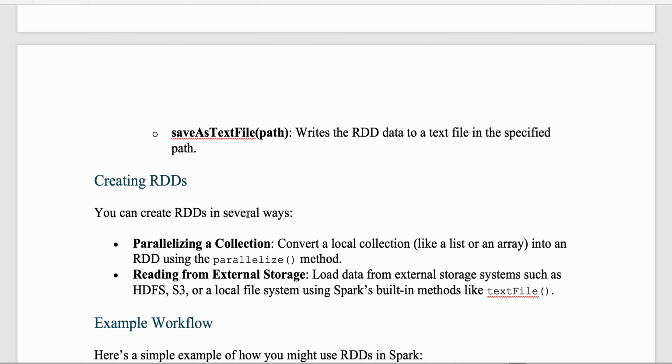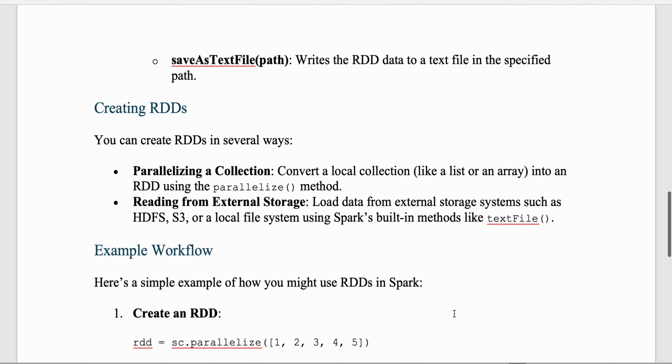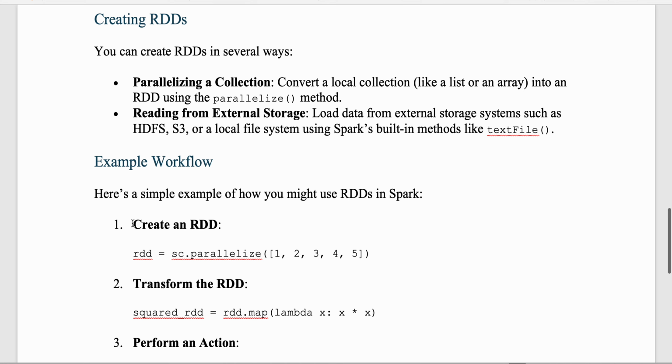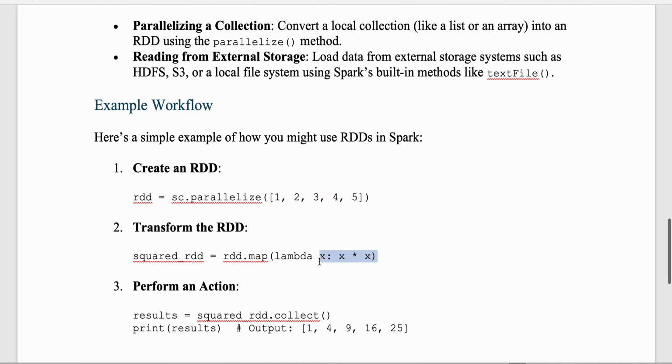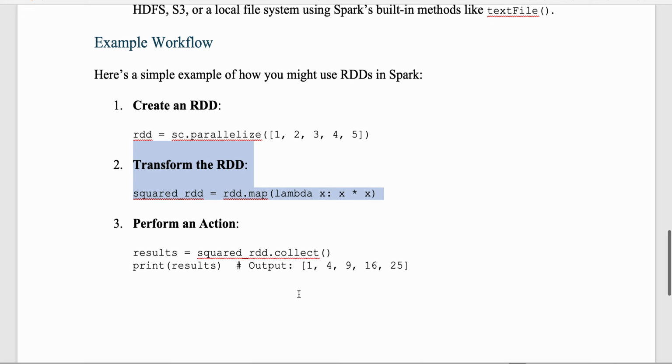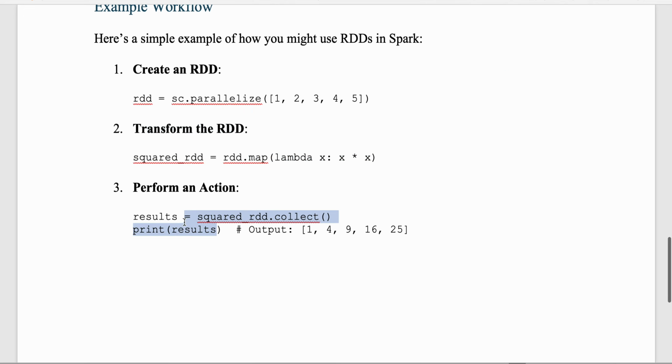Then, what are the methods of creating an RDD? We can create one using parallelize. If we already have a list, we use the parallelize method. Or if we already have an external file system, we can create it using textFile. So here we have taken a list as an example. We have created an RDD, done some transformation on it, and then done the action on that.